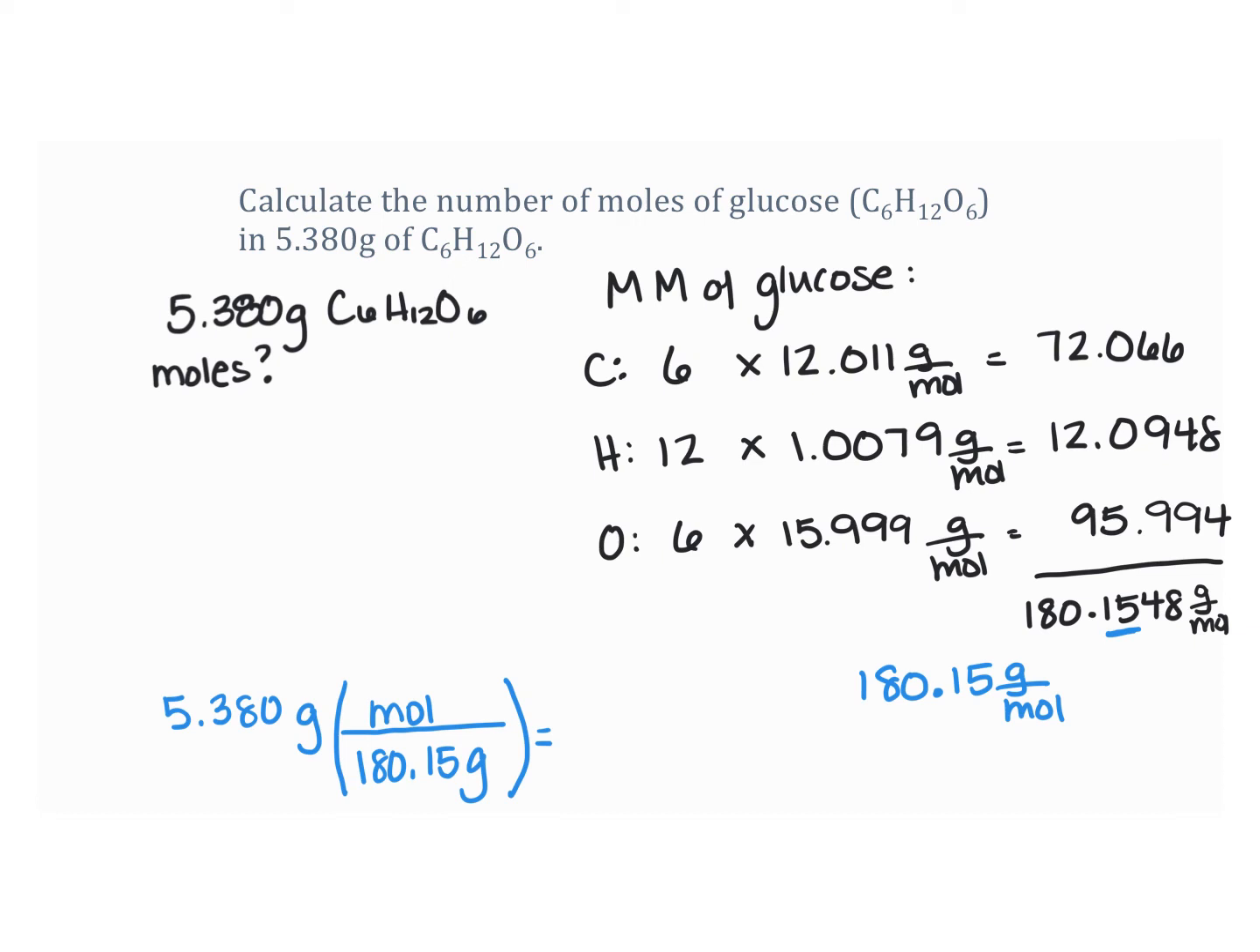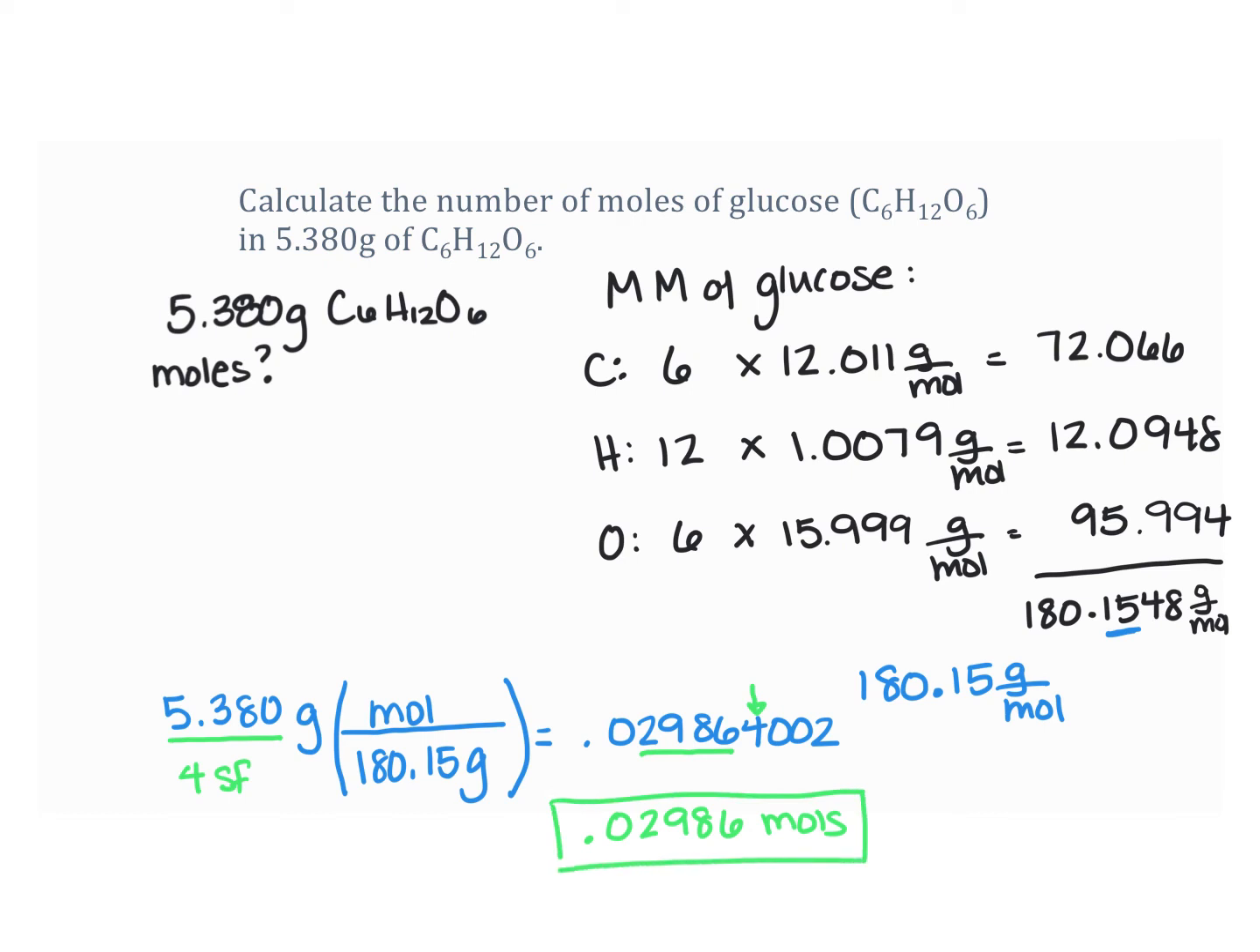And that gives us, we take 5.380, we divide by 180.15, that gives us 0.029864002, and we need to round. And so we look here, and the problem gives us 4 significant figures. We ignore the molar mass when we are thinking about significant figures. And so we come here and say, okay, those are the 4 significant figures. I need to look at this one to round. That's less than 5, so it's going to be 0.02986 moles. And that is going to be our answer.